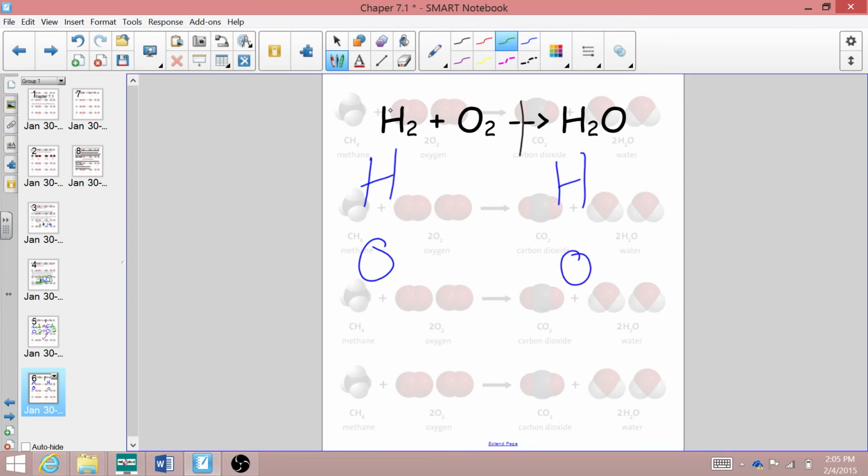Now over on our reactant side I have H2, which means I have a molecule that has 2 hydrogen atoms in it. And over here I have O2, which means I have 2 oxygen atoms. Now if I look at my product side, I have 2 hydrogen atoms. That's what the 2 in H2O means, 2 hydrogens. And I have 1 oxygen atom.